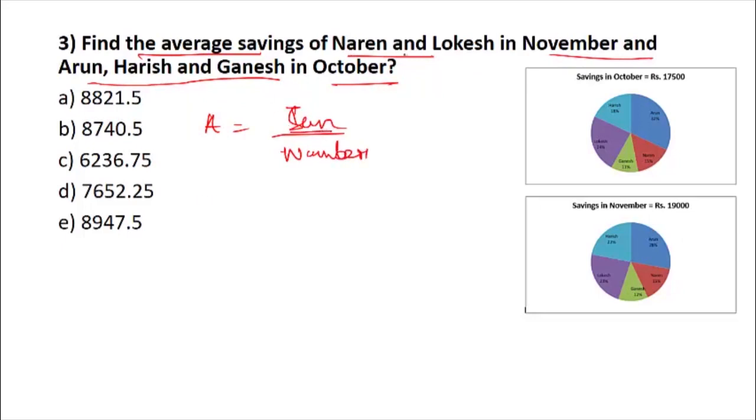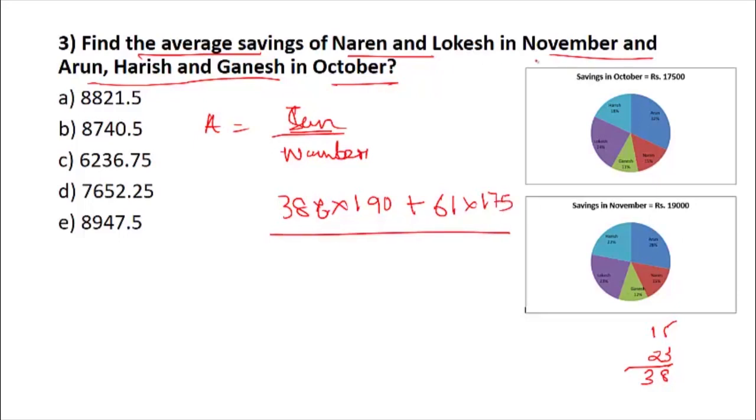For that you have to add Naren and Lokesh in November. What is Naren? Naren is 15% and Lokesh is 23. What is the total? 38. So 38% of 1%, if you know, in November it is 190. Okay, 190. And again you have to add this second part, that is Arun, Haris and Ganesh. Arun is 32 and Haris is 18. That would be 32 plus 18 is 50, and Ganesh is 11. That would be 61. Then multiplication of 175. Total is how much? Naren and Lokesh.